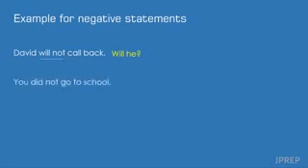Let's look at the second example. You did not go to school. You can see here once again that the auxiliary verb did has the word not beside it. This makes the statement negative. Therefore, we require a positive question tag. We just need to write the positive form of the word did not, and then we add the pronoun of the subject that has already been provided in the original statement. So our question tag becomes did you?